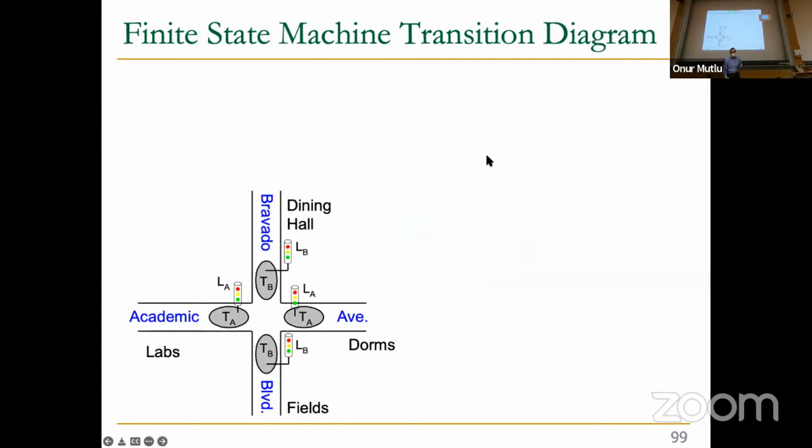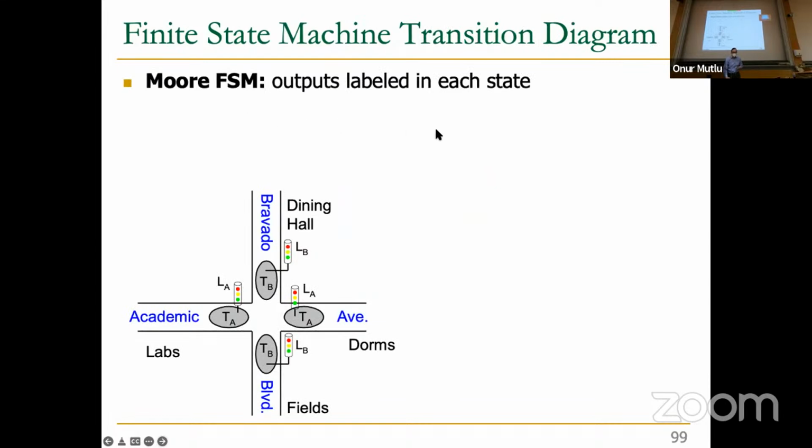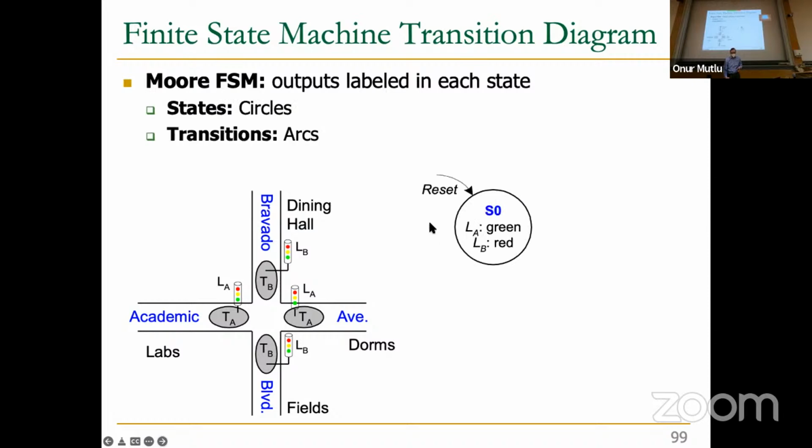So let's take a look at the transition diagram of this. We're going to use a Moore FSM, meaning outputs are labeled in each state. States are circles, and transitions are arcs. Initially, we start from some state. Academic Avenue gets the green, and Bravada Avenue gets the red light. Too bad for the people over here. And then, for example, if there's no traffic on Academic Avenue, you transition to S1 state where Academic Avenue becomes yellow and Bravada Avenue still stays red. If there's traffic that keeps coming on Academic Avenue, you stay in state 0.